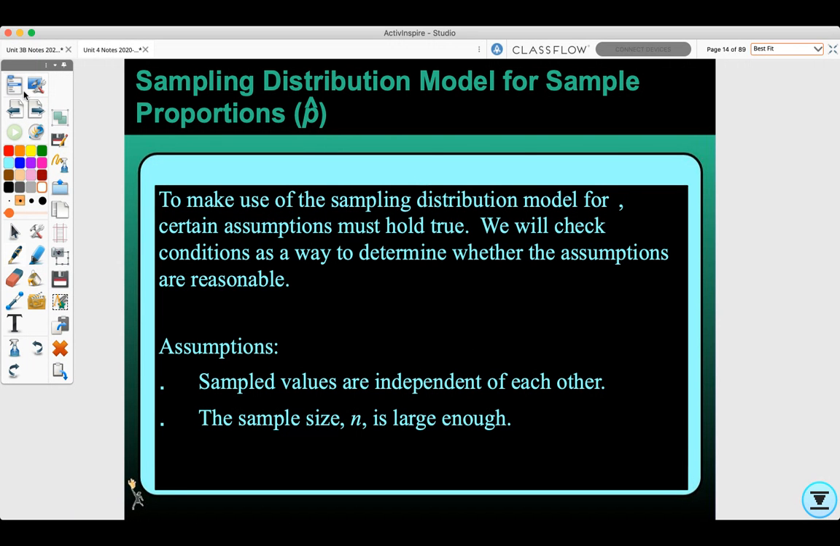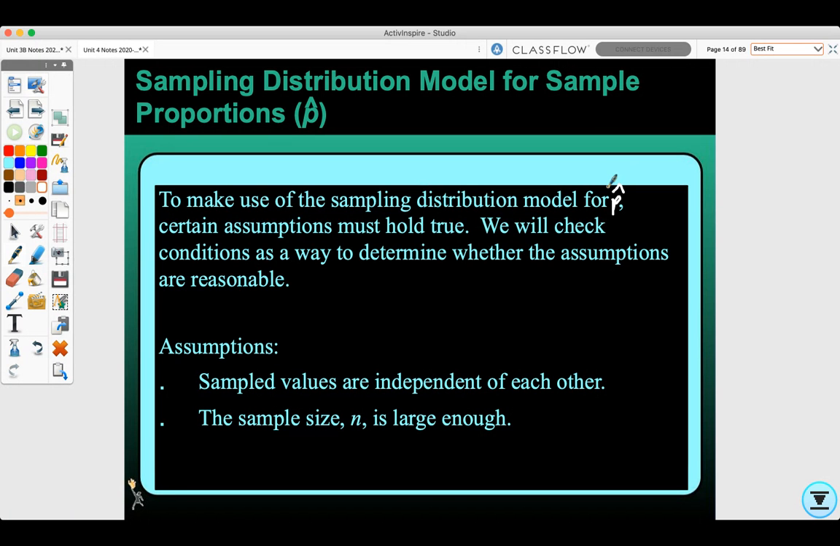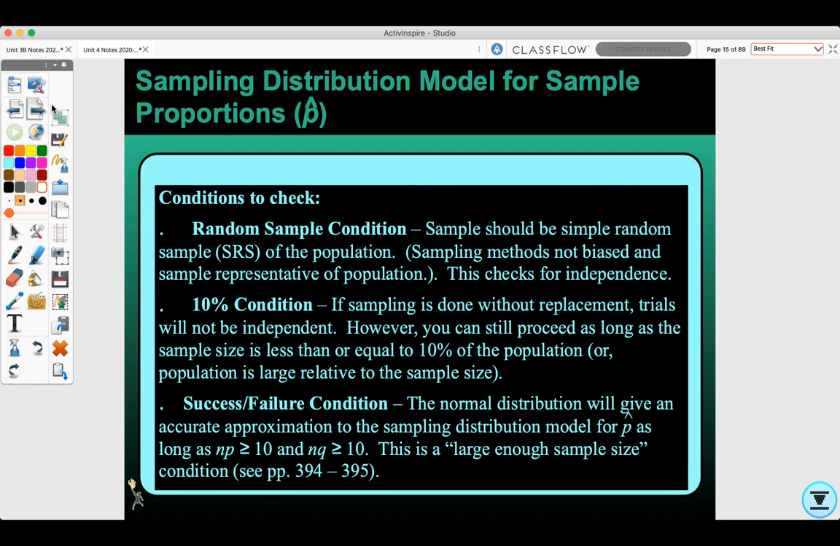To make use of the sampling distribution model for p-hat, certain assumptions must hold true. We will check conditions as a way to determine whether the assumptions are reasonable. So our assumptions: sampled values are independent of each other, and the sample size n is large enough. So we need to check the following conditions.